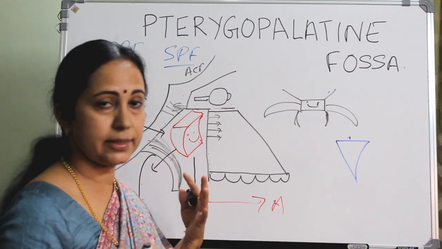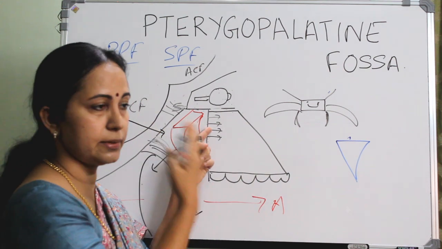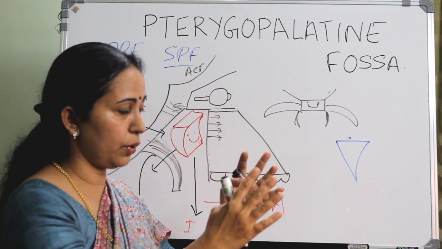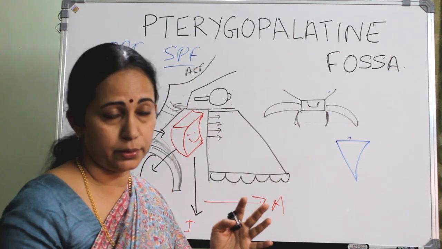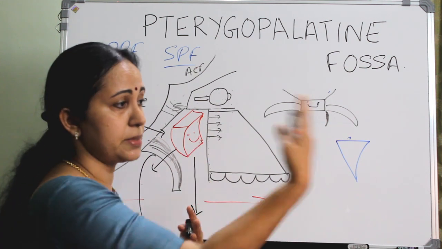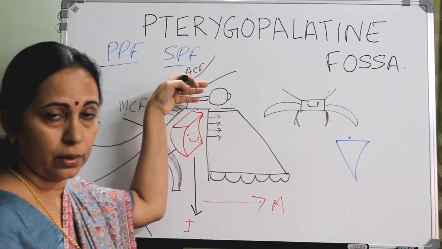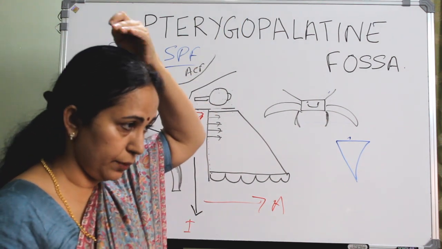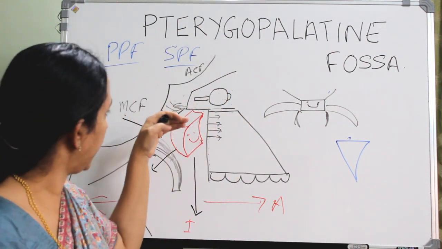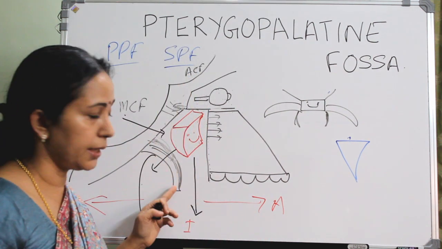Think that I am standing inside the pterygopalatine fossa. Anteriorly comes the posterior wall of maxilla, and also the superomedial part. So the superomedial part of the posterior wall of maxilla comes just anteriorly, and above comes the apex of orbit. Superiorly comes the body of sphenoid bone, and behind, what comes behind? Posteriorly comes the pterygoid plate.